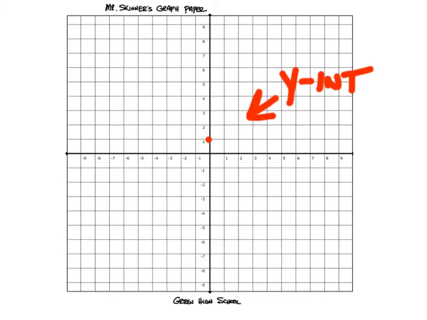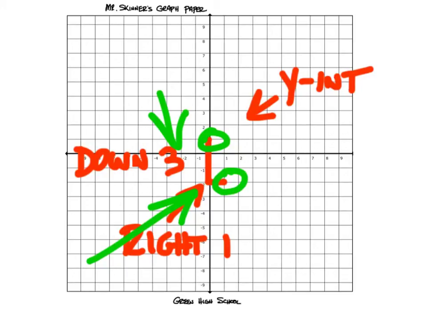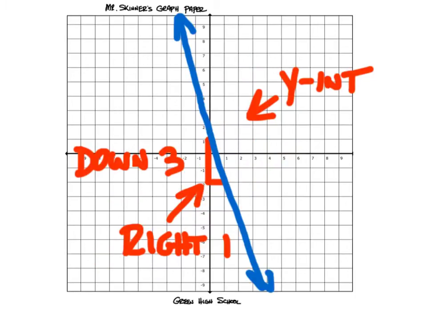So there's the y-intercept. That is at positive 1. And then the slope was negative 3. So from that point, you count down 3 and then go to the right 1. And there it is. Down 3 and then to the right 1. You're connecting up this point and this point. When you do that, it should look like this.